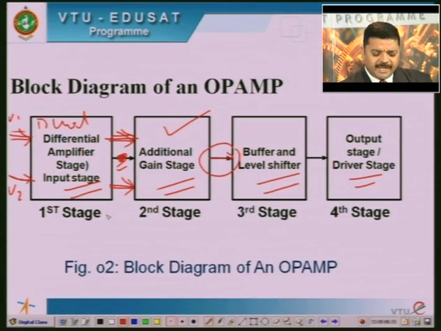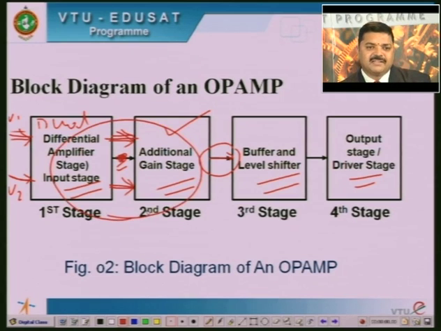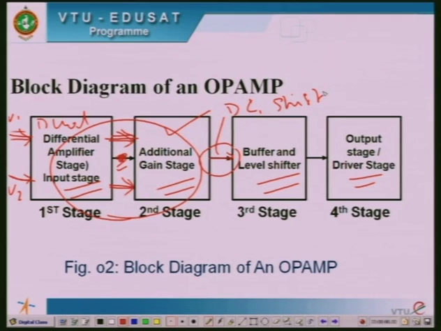Now, when these two stages are amplifying the signals, what happens? Since there is a direct coupling between the different stages of an operational amplifier, it can amplify both AC as well as DC signals. As a result, there will be a DC shift in the output of the additional gain stage. If a DC shift is there in the output of the circuit, we will get erroneous results. Somehow we should reduce the DC shift which is present in the output of the additional gain stage.